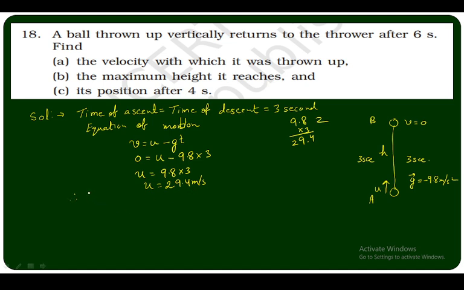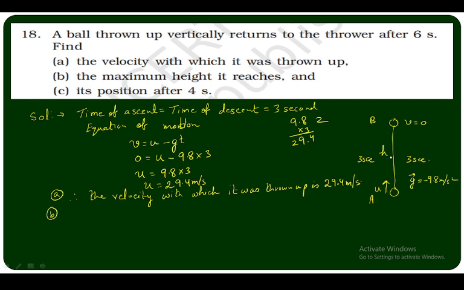Therefore, the answer of A: the velocity with which it was thrown up is 29.4 meter per second. That is the answer. Now we solve question number B. B is the maximum height it reaches. We find the value of h, right?